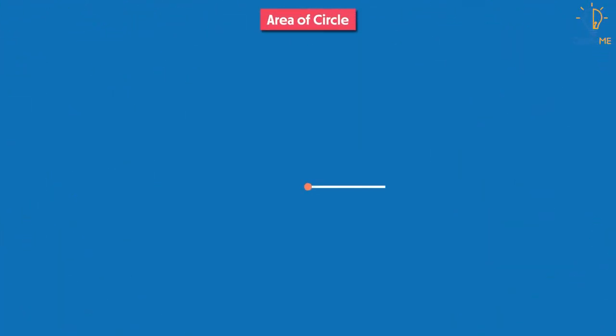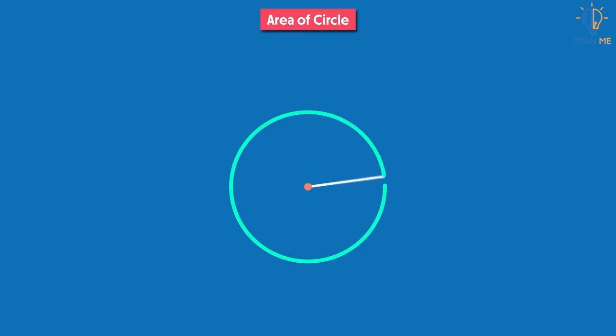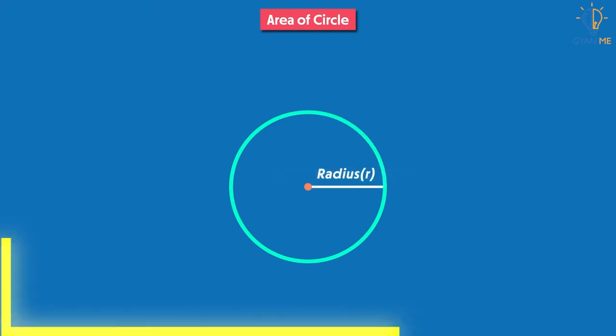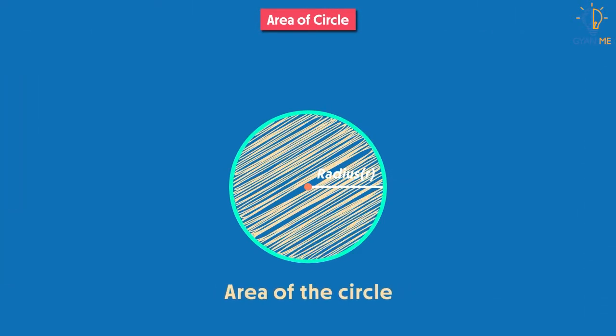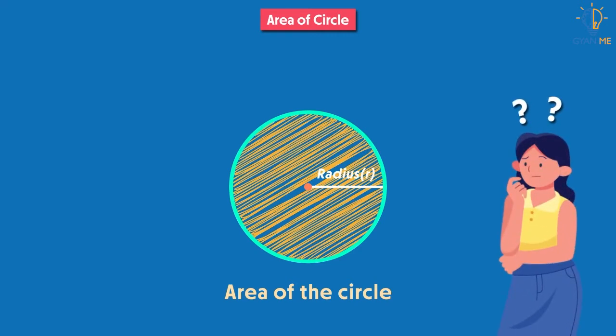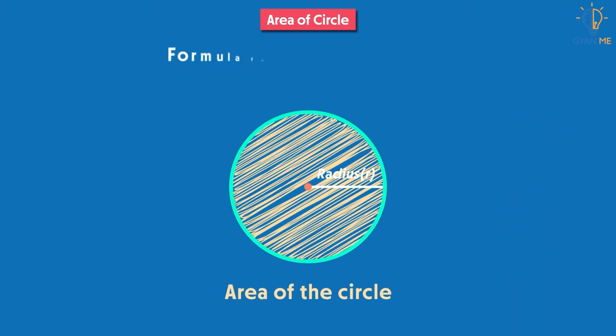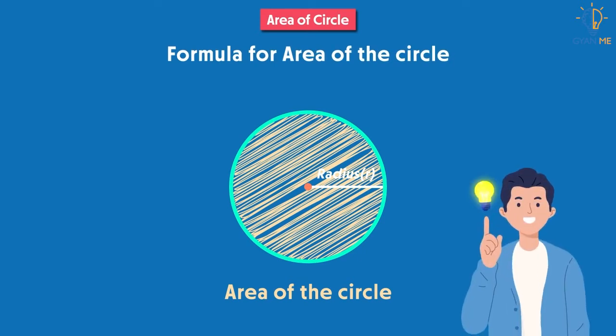Now let us see area of circle. The area covered by one rotation of the radius of the circle on a two-dimensional plane is the area of that circle. Now, how can we calculate the area for any circular object or space? In this case, we use the formula for the circle's area. Recall that formula for area of circle is pi r square.